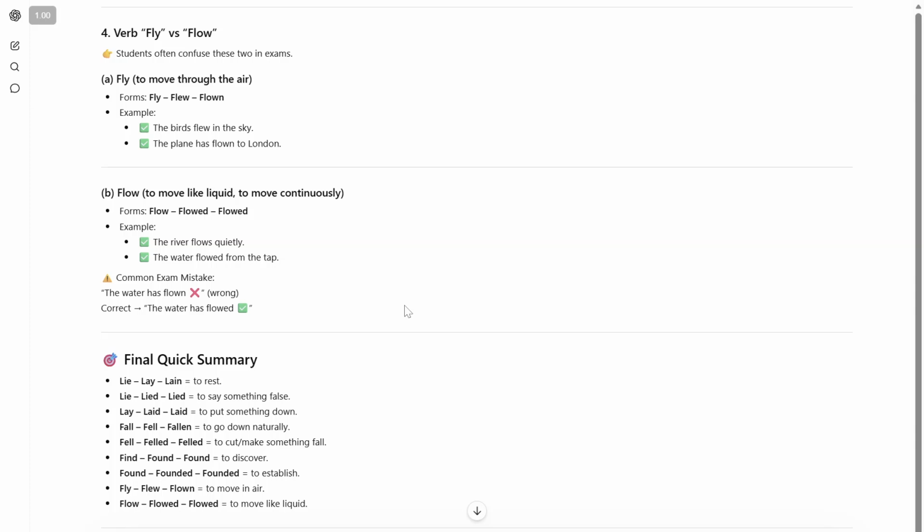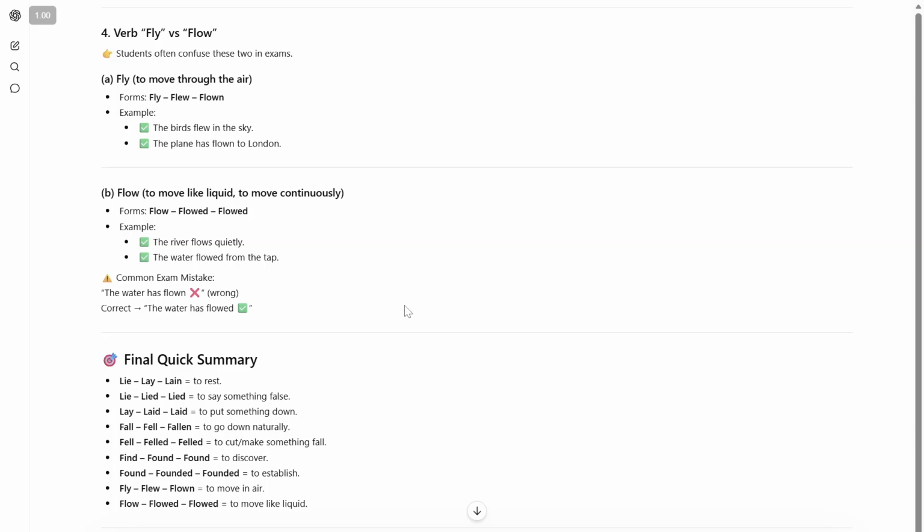Final quick summary. Lay, lain equals to rest. Laid equals to say something false. Laid equals to put something down. Fall, fell, fallen equals to go down naturally. Fell, felled to cut, make something fall. Find, found, to discover. Found, founded to establish. Fly, flew, flown equals to move in air. Flow, flowed equals to move like liquid.